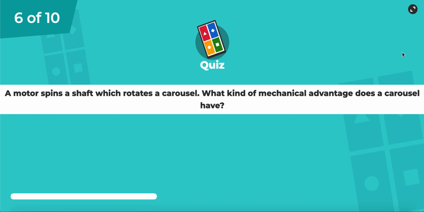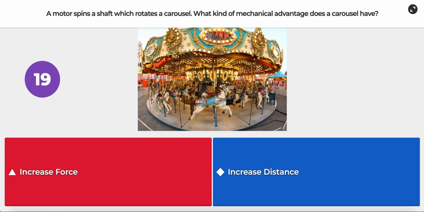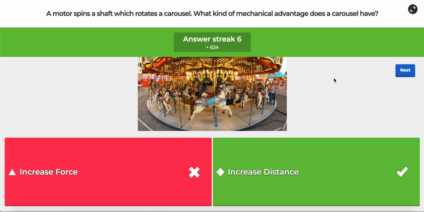A motor spins a shaft which rotates a carousel. What kind of mechanical advantage does a carousel have? Well, because the motor is spinning the shaft or the axle, that means that the axle is moving the wheel. And so what that means is that the motor is moving the axle, which is the smaller cylinder in the middle here, and that moves a smaller distance while the outside moves a larger distance. So we are actually increasing distance, which means that you would have decreased force if you are rotating the axle to move the wheel. If you were doing it in reverse and we're moving the wheel to rotate the axle, you would have increased force and decreased distance. But in this example, we increase distance.